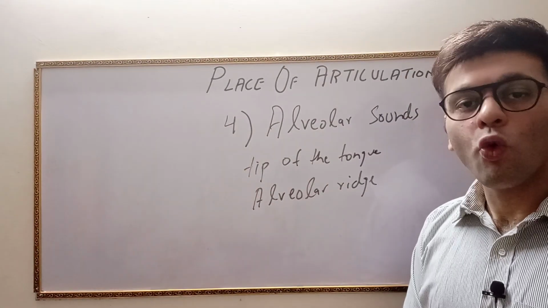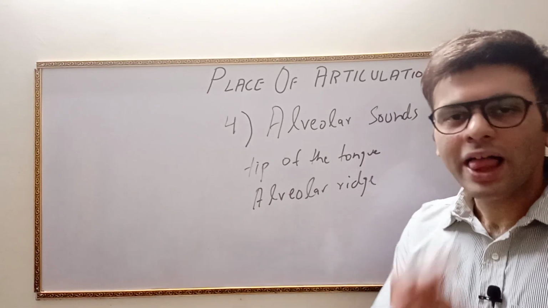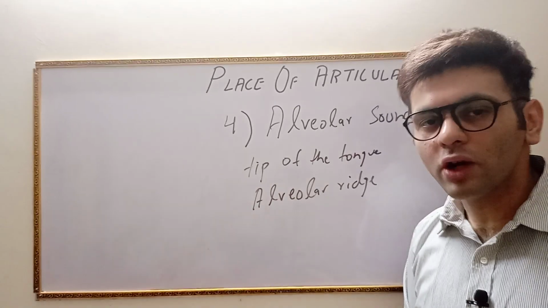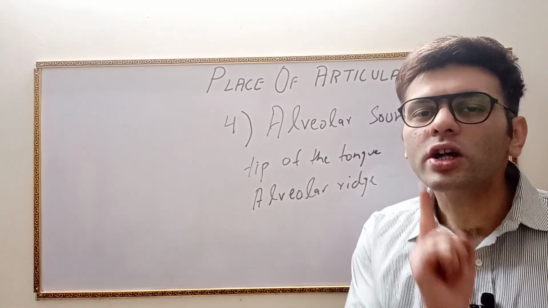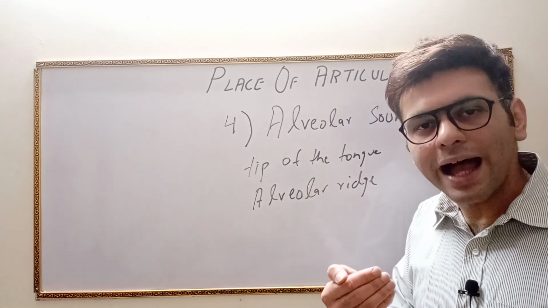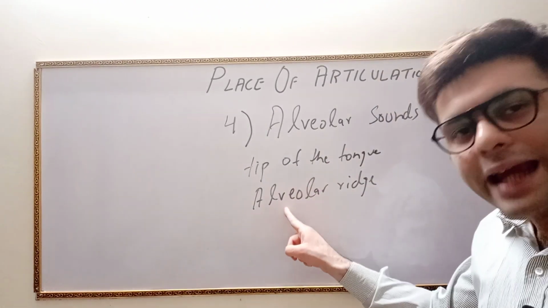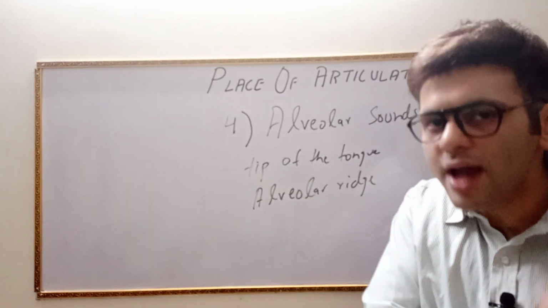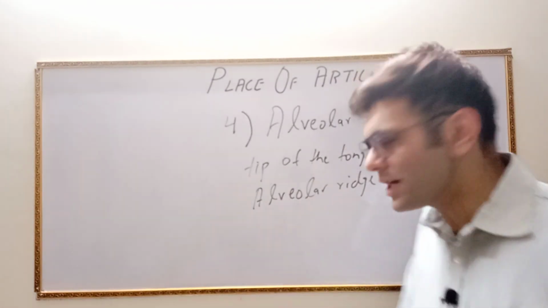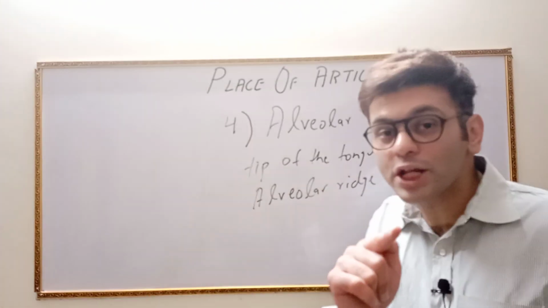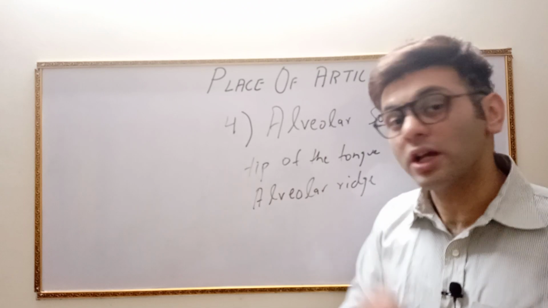Now, first, what is a tip of the tongue? We all know that the tip of the tongue is over here. And then, what is an alveolar ridge? If you just focus on the upper teeth, just behind the upper teeth, we have an alveolar ridge. So the sounds that we can pronounce, utter or articulate with the help of the tip of the tongue and alveolar ridge are your alveolar sounds. Now, what are those sounds?